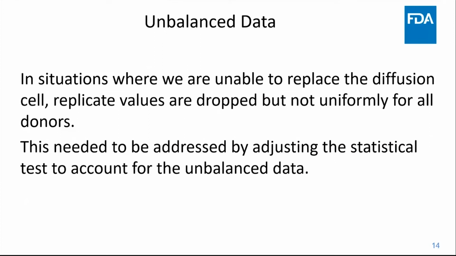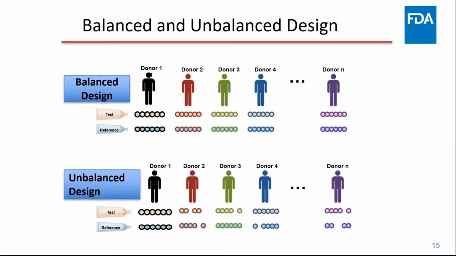In situations, however, where we are unable to replace the diffusion cell, replicate values are dropped, but not uniformly for all donors. This needed to be addressed by adjusting the statistical test to account for the situation of the unbalanced data set. So here we see a similar slide to the previous one, where now we see the difference between having a balanced and an unbalanced data set.